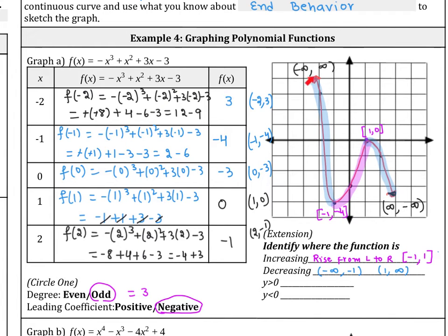The graph is falling from -infinity to -1. That is the first interval. The graph is also falling from 1 to infinity. That is the second curve. Now we are going to write down where the function, or the y, is greater than 0.